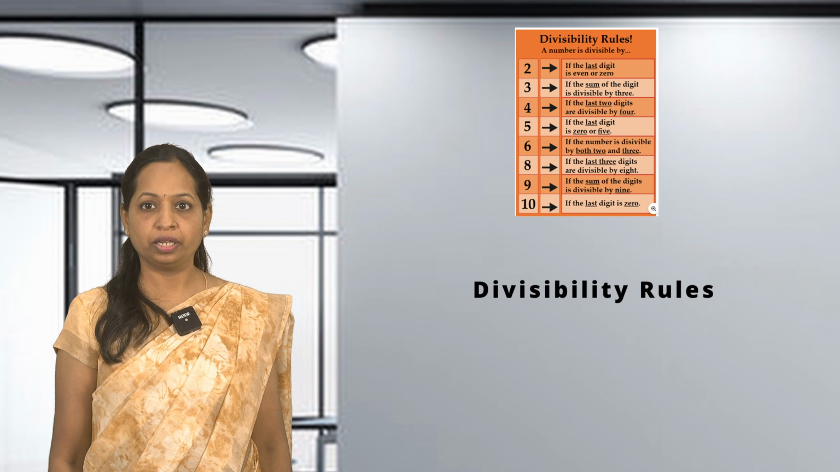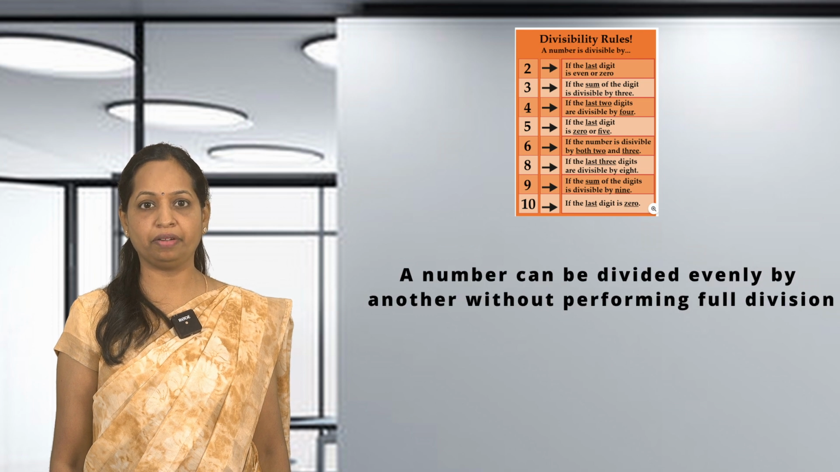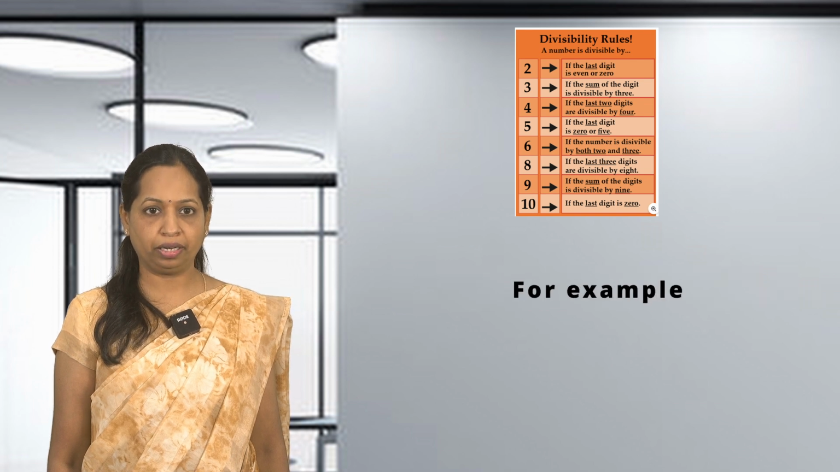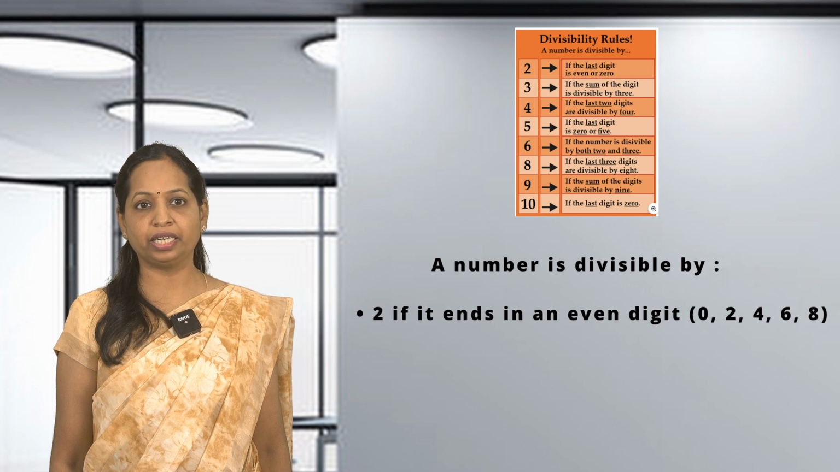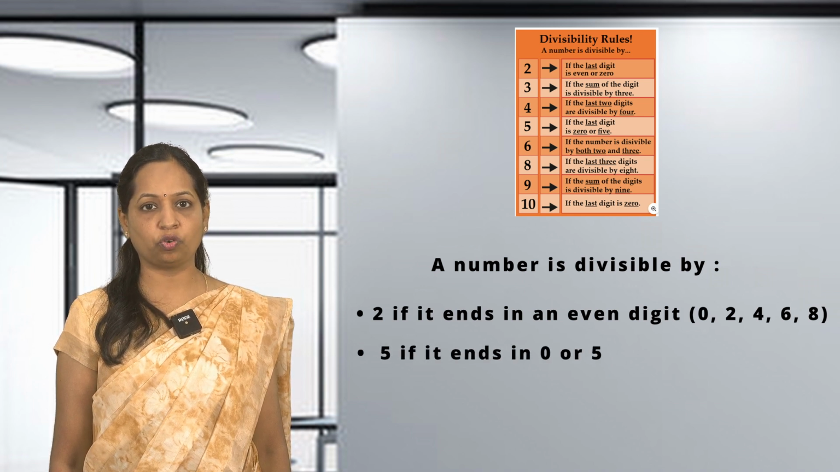Divisibility rules. Divisibility rules are quick shortcuts that help determine whether a number can be divided evenly by another without performing full division. For example, a number is divisible by 2 if it ends in an even digit like 0, 2, 4, 6, 8, and by 5 if it ends in 0 or 5.